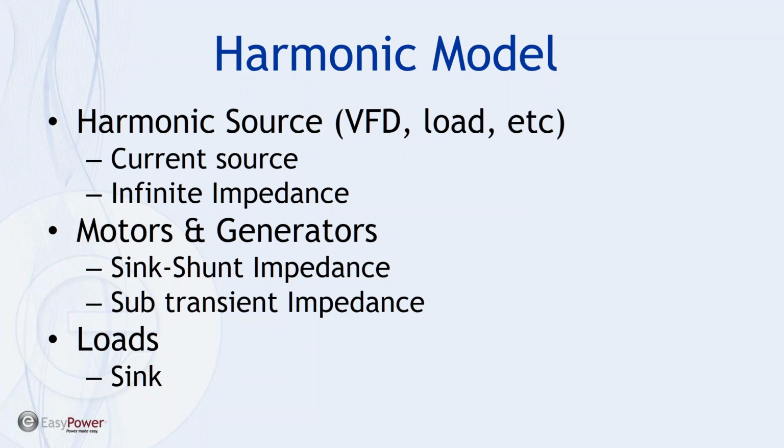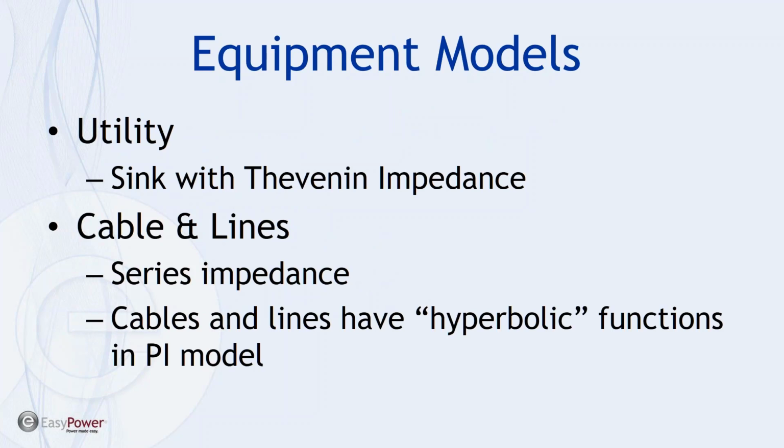So in the harmonic model, we need to identify the sources. Frequently it'll be VFDs, rectifiers, loads that have harmonic content, and in the EasyPower tools, they're modeled as a current source with infinite impedance. Motors and generators can be contributors and sinks. They're modeled as a sink with shunt impedance, and then potentially subtransient impedance as an additional load. And then loads that do not generate harmonic content are identified as a sink and have a tendency to temper some of the frequency responses.